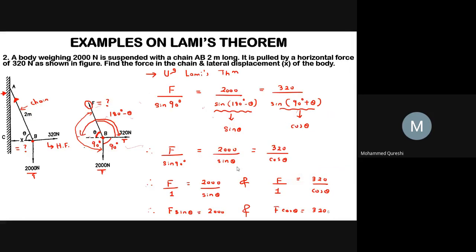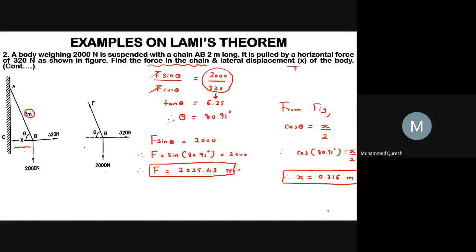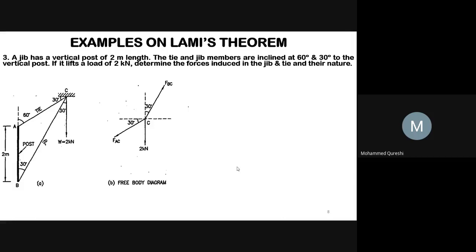So, first of all, we have to apply Lami's theorem, and by applying Lami's theorem, we will get the force in the chain in terms of sine and cos component, and then we get the value of theta as 80.91, and putting the value of theta in any of the above equations, you will get the force in the chain as 2025.43 Newton and the displacement x as 0.316 meter. Now we will go for another example.